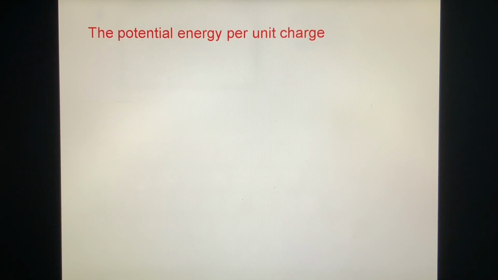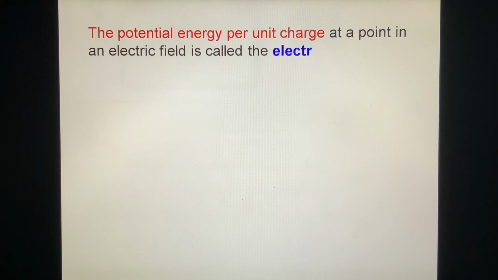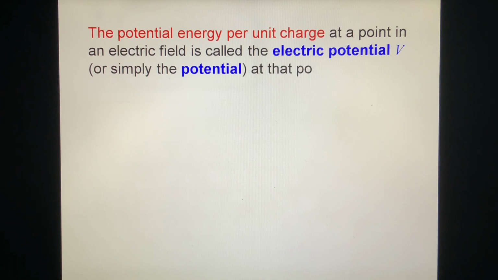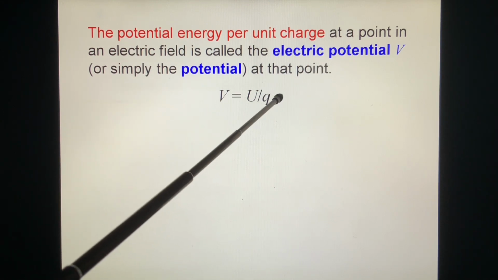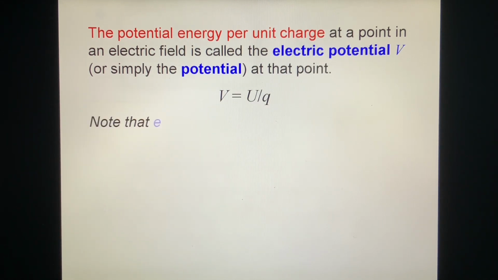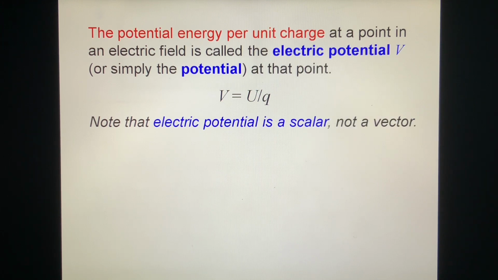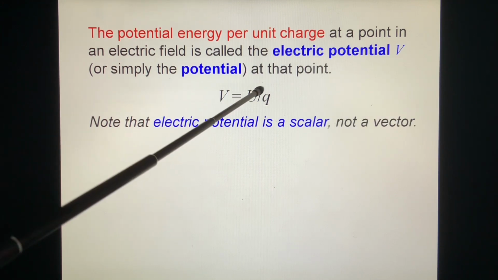The potential energy per unit charge at a point in an electric field is called the electric potential V, or simply the potential at that point. V equals U over q is the definition. Note that electric potential is a scalar, not a vector. It's a scalar. Okay.